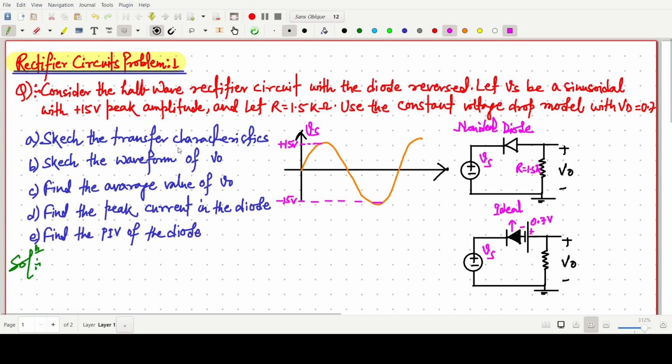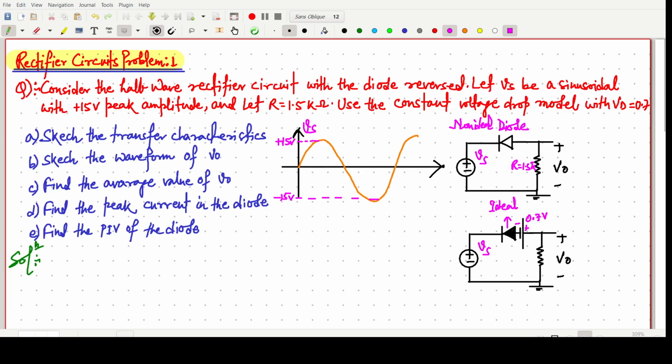We have to sketch the transfer characteristics of this half-wave rectifier, sketch the waveform of output voltage V naught, find the average value of V naught, find the peak current in the diode, and find the peak inverse voltage of the diode.